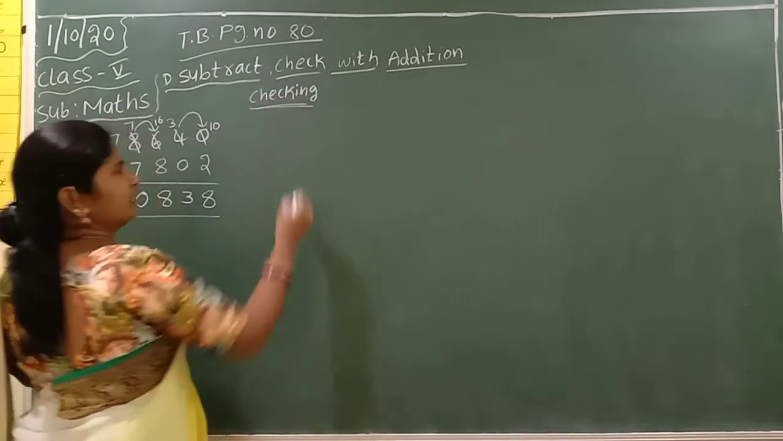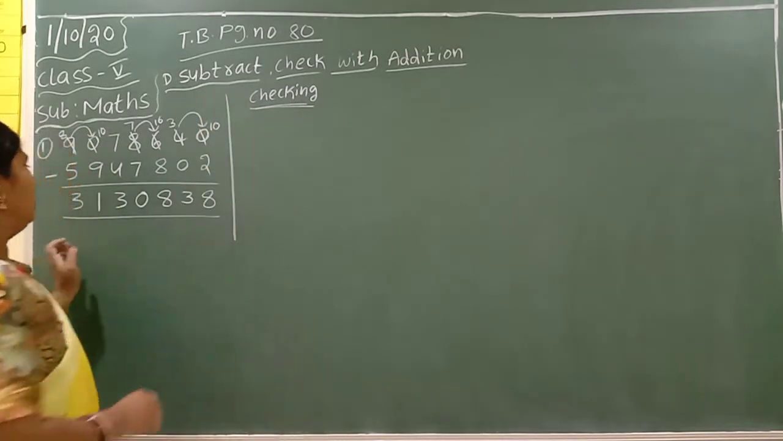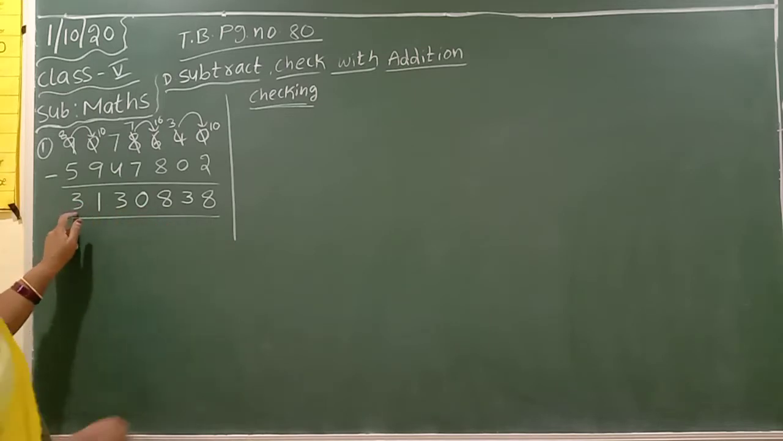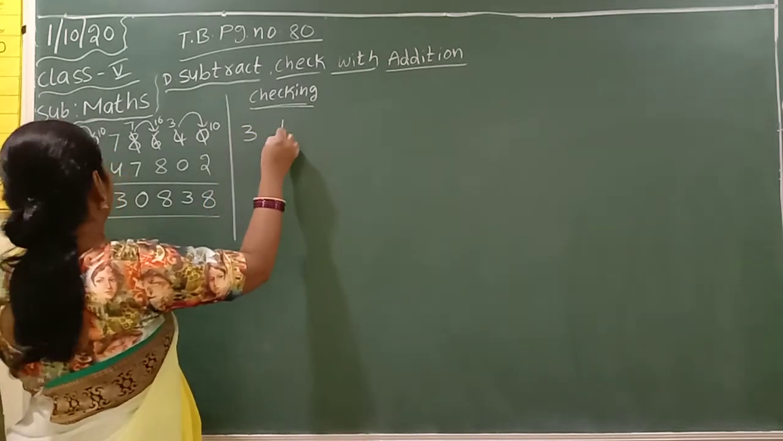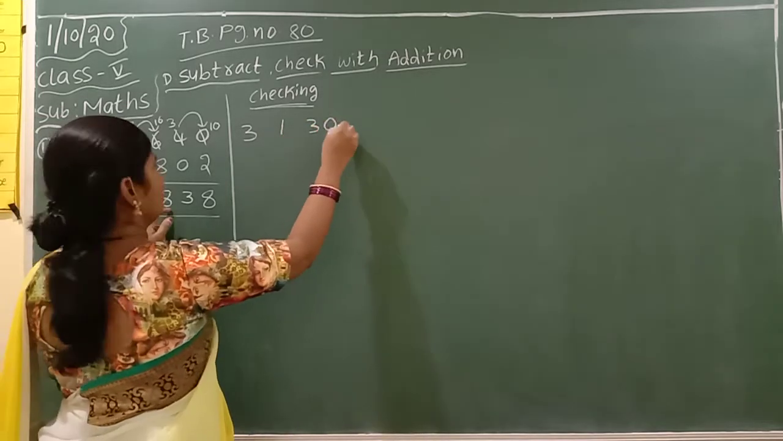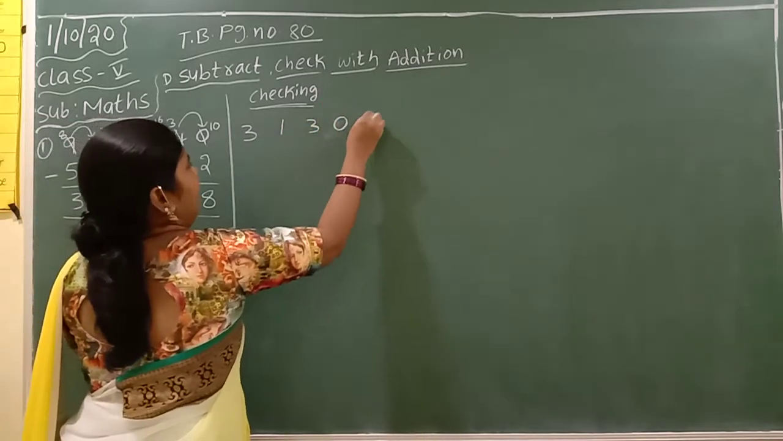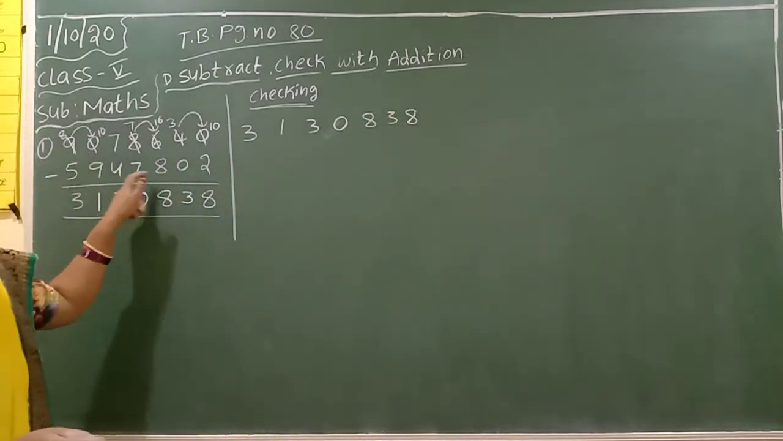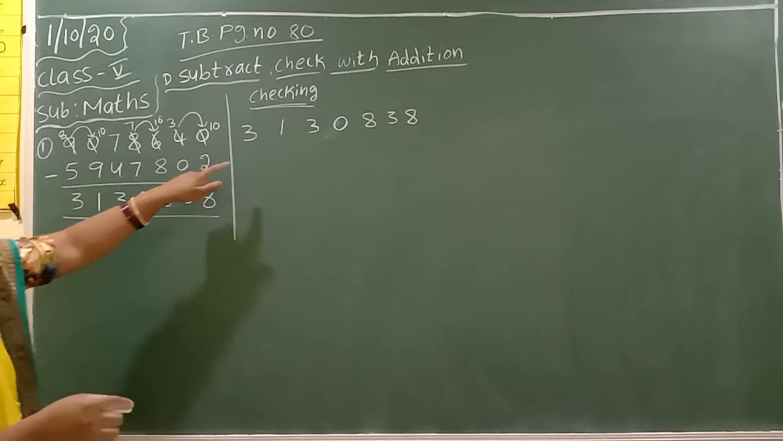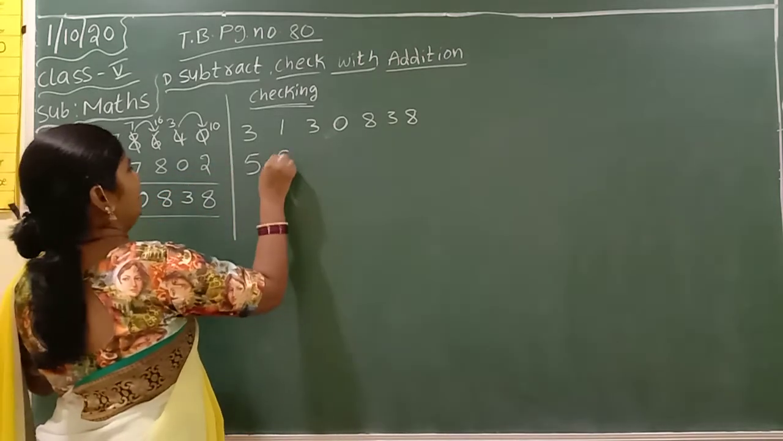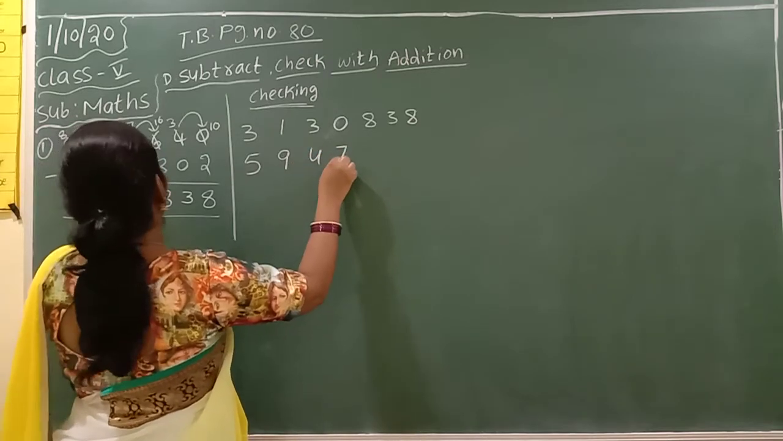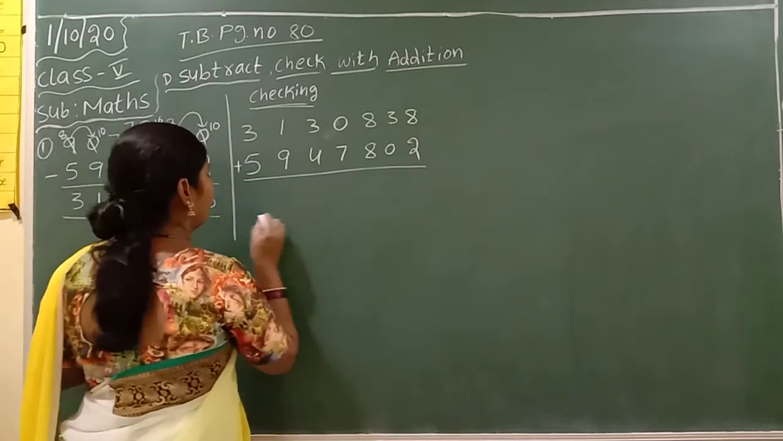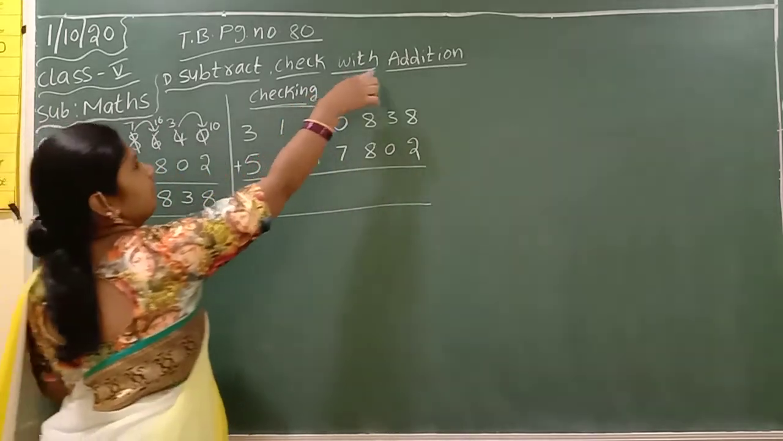Now, check with addition. How to check with addition? We will discuss now. First of all, write down the answer which you got: 31 lakh 30,838. Next, which number did you subtract? That number you have to write here: 59,47,802. Now these two numbers you have to add. Why? Because we are checking with addition.